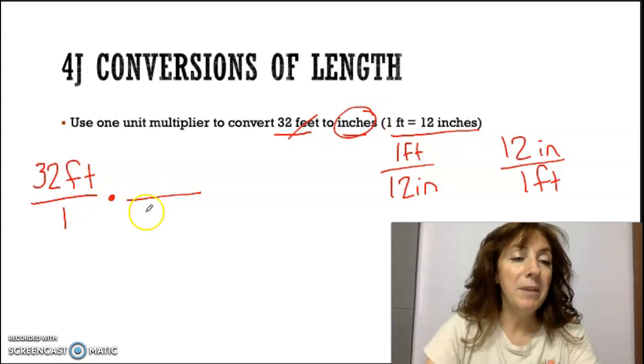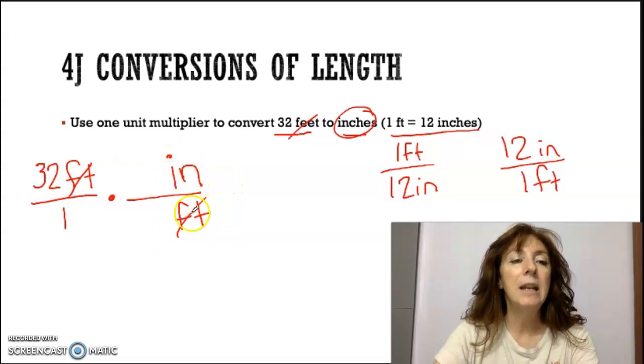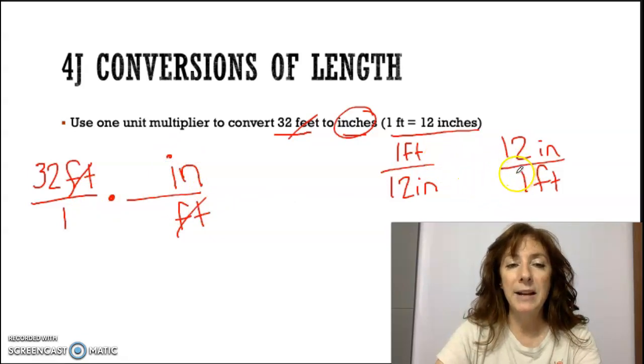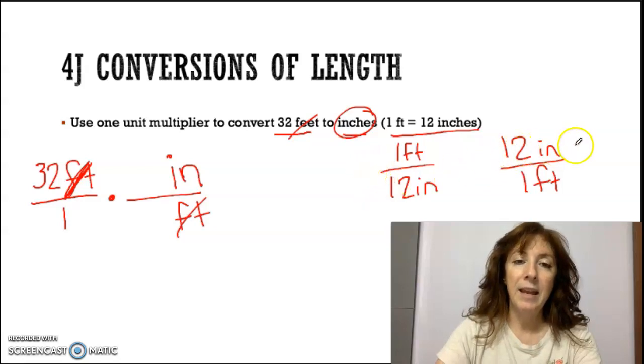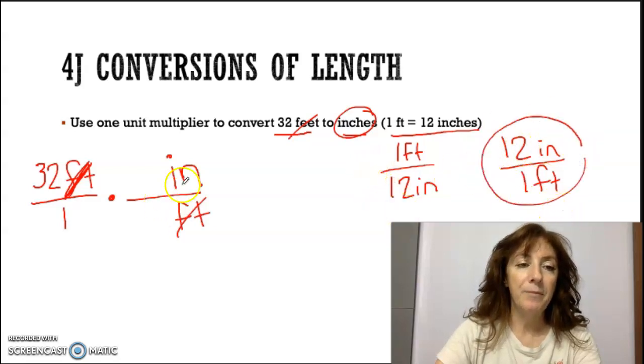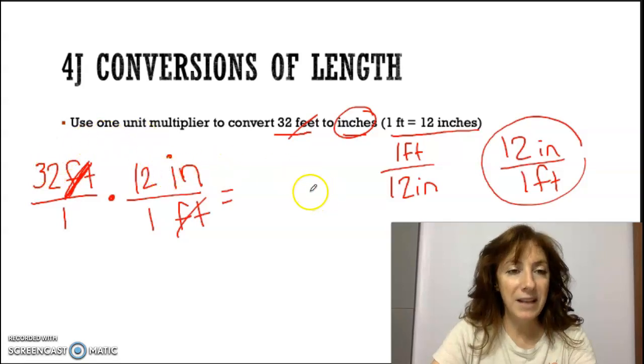Well, if I multiply it times something with feet in the bottom, then those will cancel. Top and bottom cancel, and I put inches on top. That's what I want to get. So when you choose the unit multiplier, you want to choose the one that has what you're getting rid of in the bottom and what you want in the top. That means I'm going to choose this one, 12 inches over 1 foot, and that helps me know that I multiply 32 times 12 to get my answer.